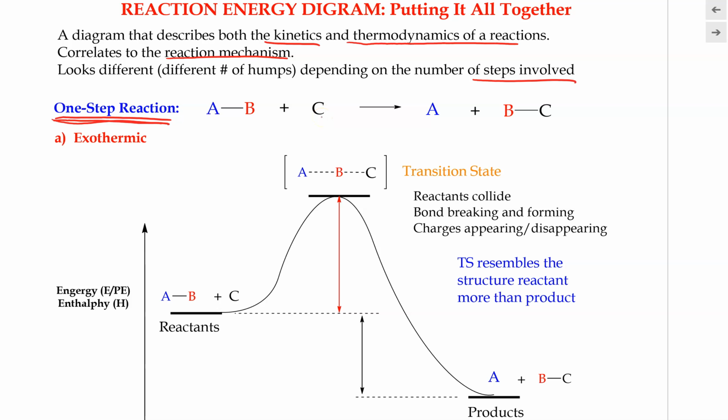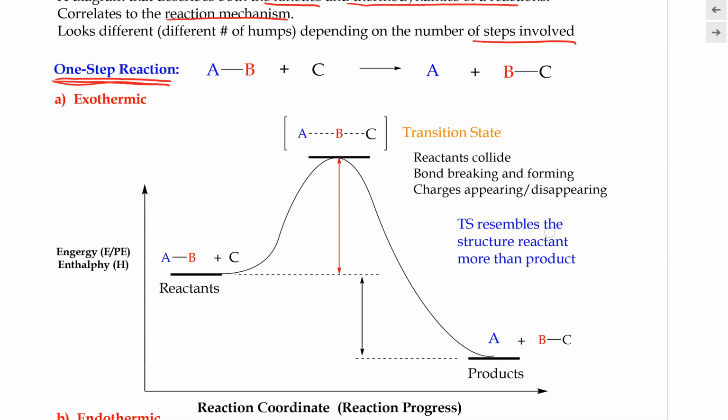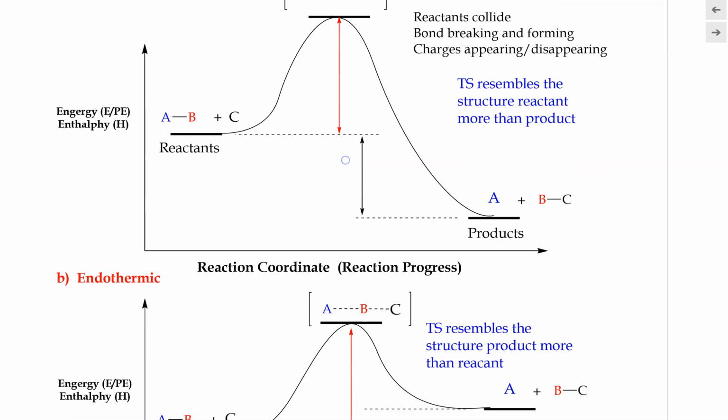And in the course of this reaction right here, the bond between A and B is broken, and now the bonds between B and C are being produced. So this is a one-step reaction right here. And a one-step reaction can be exothermic or endothermic, depending on what it is.